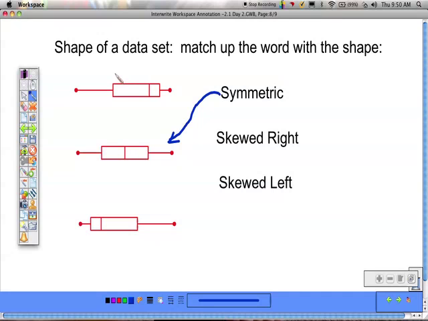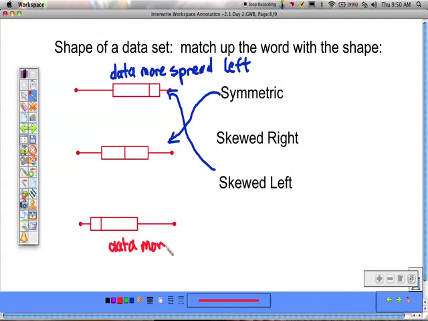Now right here, the data is more spread on the left. So this is skewed left. And here the data is more spread on the right. So that is called skewed right. And later on this unit we'll look at what this skewed graph looks like as a histogram.